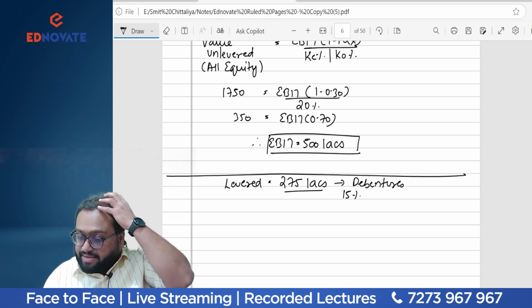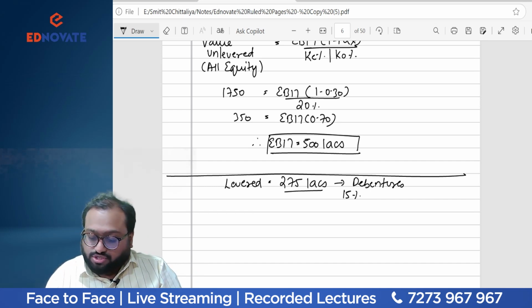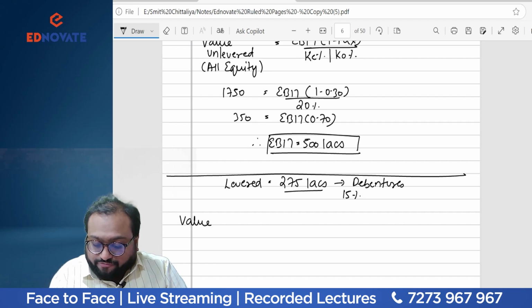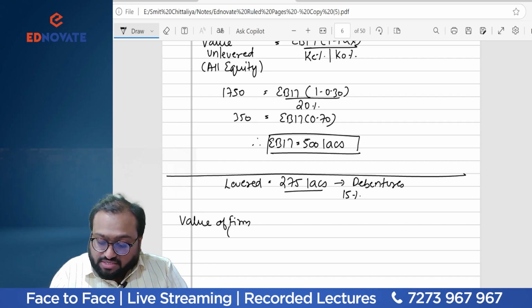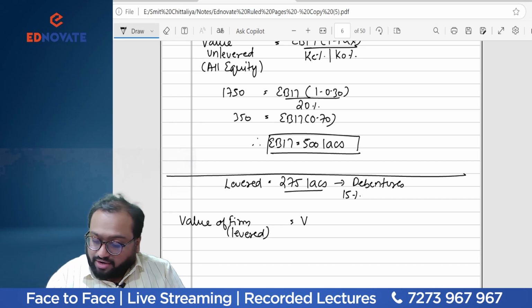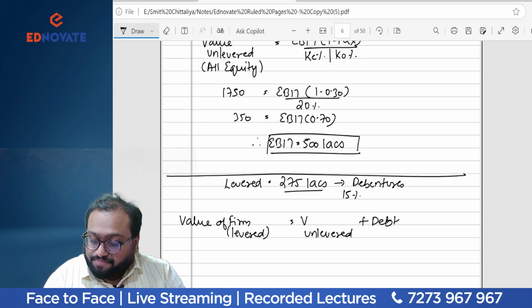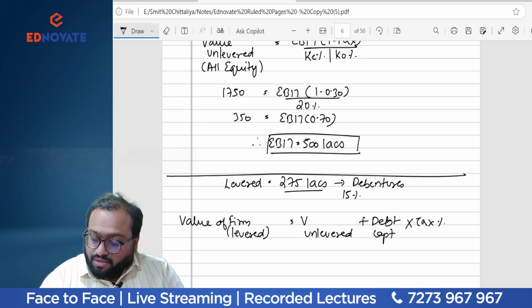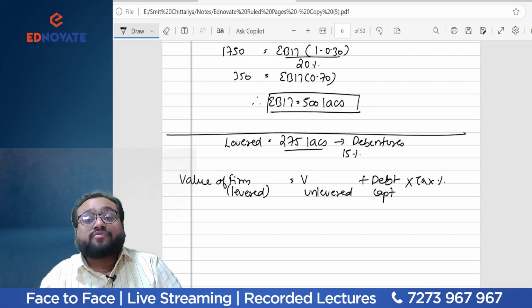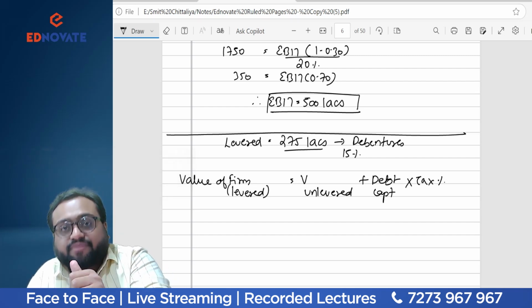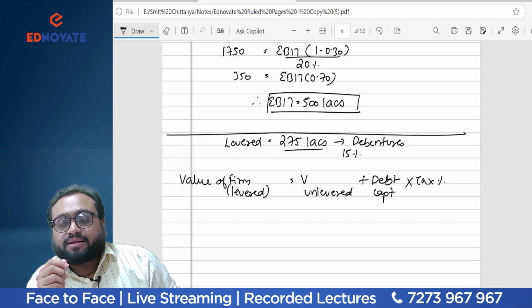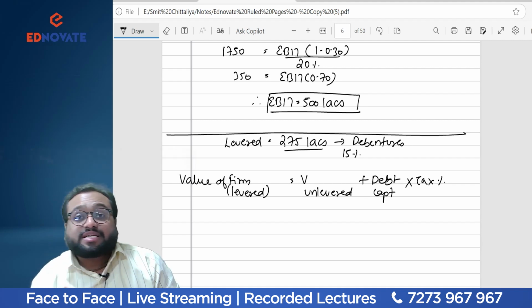So one thing what I understand, first thing they have told that EBIT is going to remain constant. We can find out the value of the firm which is levered as per the MM approach formula. There is value of unlevered plus debt capital into tax percentage. Now, as we know, as per MM approach, the value of levered firm will be greater than value of unlevered firm, and that is because of the debt capital. Debt is very beneficial for the company because it is a tax shield.